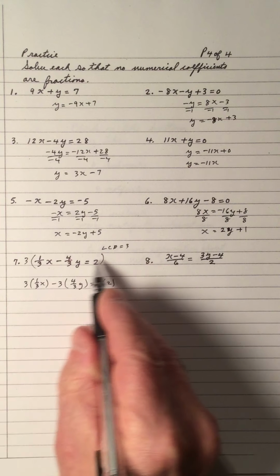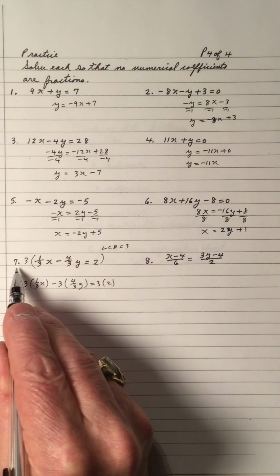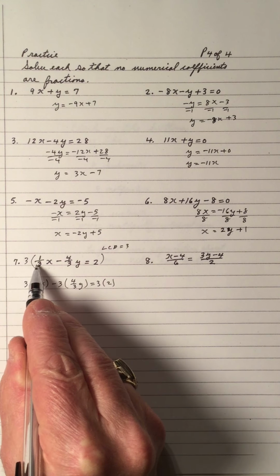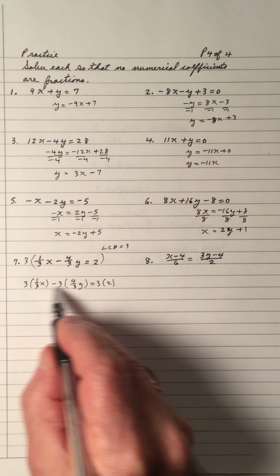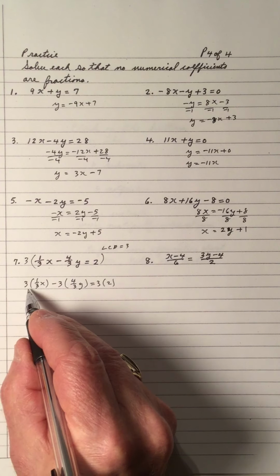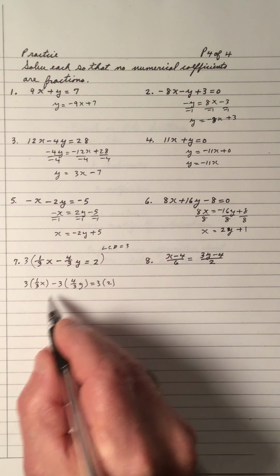So I took, yes, you can put 3 outside the bracket. In your head, if you want to go 3 times 1/3, 3 times -4 over 3, 3 times 2, good. You don't have to do this. I'm only writing this down to make sure. 3 times each one of these.